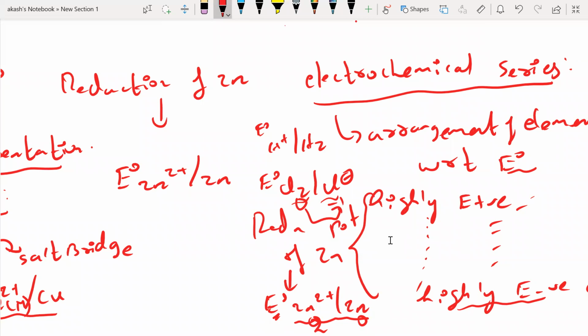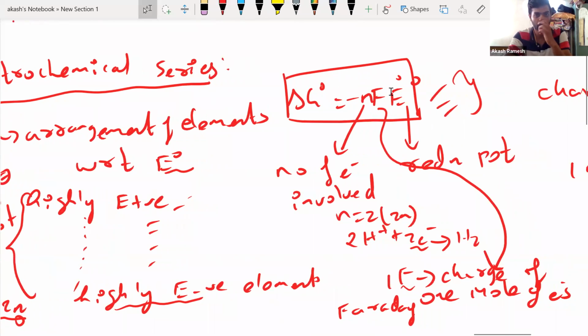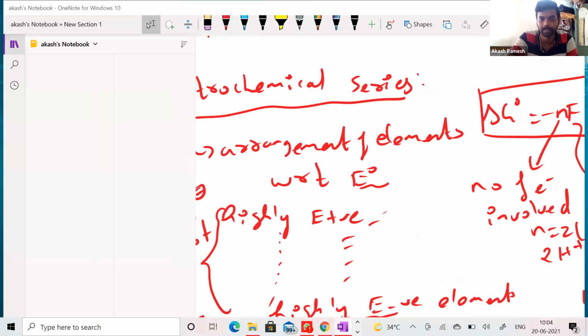Okay, sir. Okay, right? Fine. So we'll continue with this, guys. What is this equation? Delta G is equal to minus NF E naught. We'll concentrate on that. I hope. If there are any other questions, please do ask.